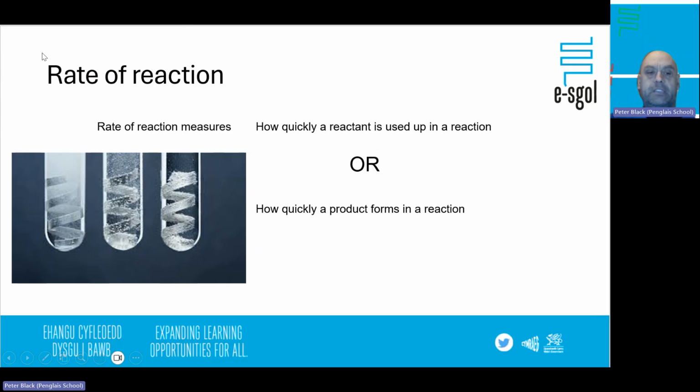So for example, you can see this is a reaction between some magnesium and sulfuric acid, and we'd be looking at how quickly the gas forms in this reaction. And we'll look at some ways in which we can actually measure how quick the gas is forming. Or we could time how long it would take for the reactant, the magnesium, to fully dissolve. But typically we'd probably be looking at how quick the gas forms.